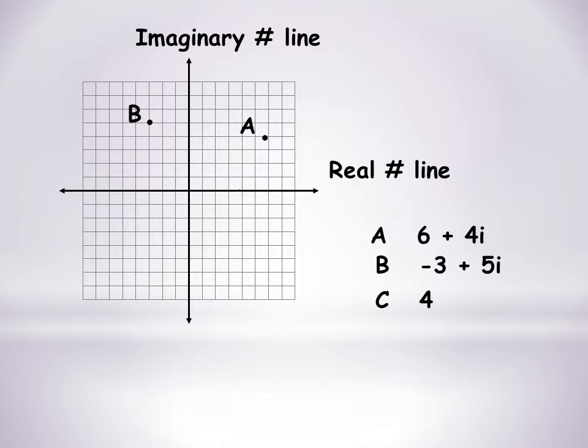Point C is only real, so you can think of this as 4 plus 0i, so point C would just be on the real number line. And D is only imaginary, there is no real part, so it's going to just be on the imaginary line. It would be here, negative 6.